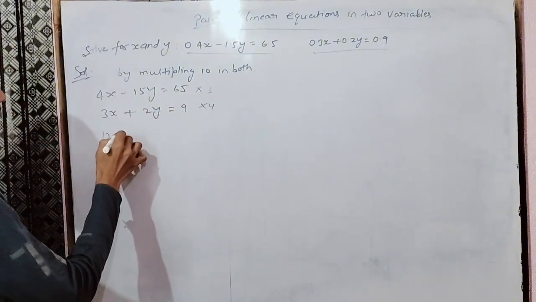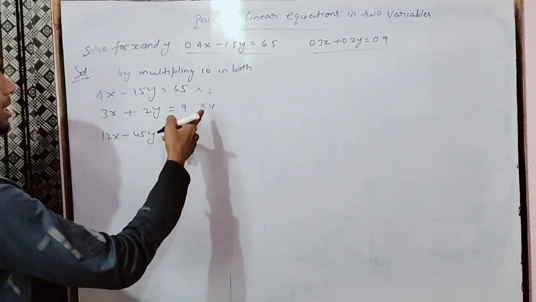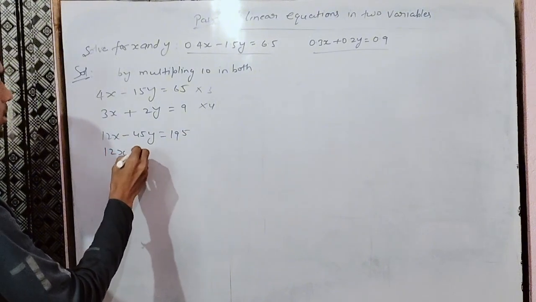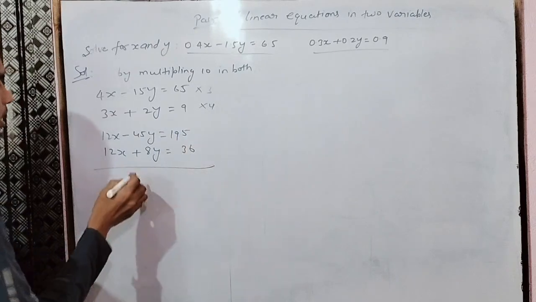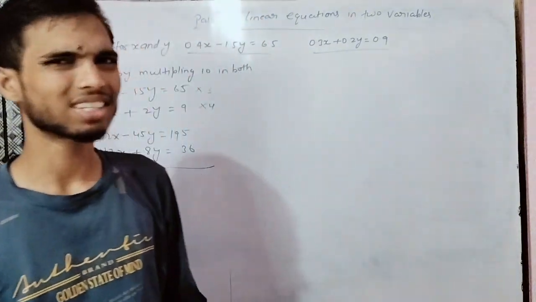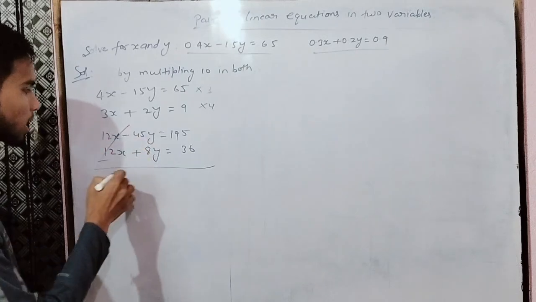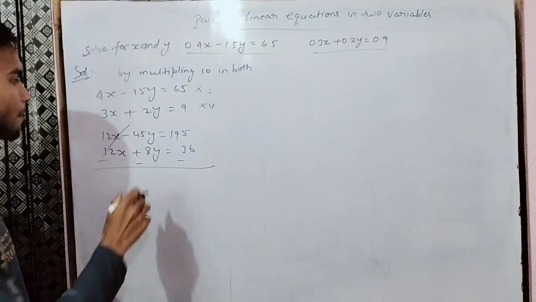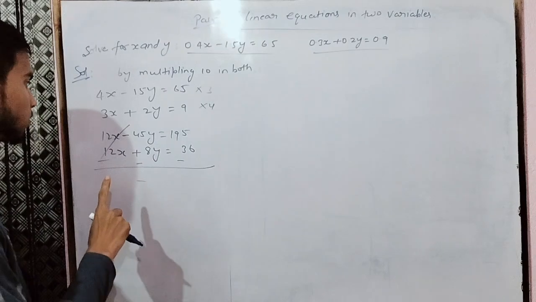So it will become 12x minus 45y, 5 3s are 15, 13s are 18, so 195. And 12x plus 4 2s are 8, so 36. Here we can see both operators are the same, so that's why we will subtract. So 12x will get cancelled out, this will become minus and this is plus, this will be minus. Now here minus plus, subtraction will remain.